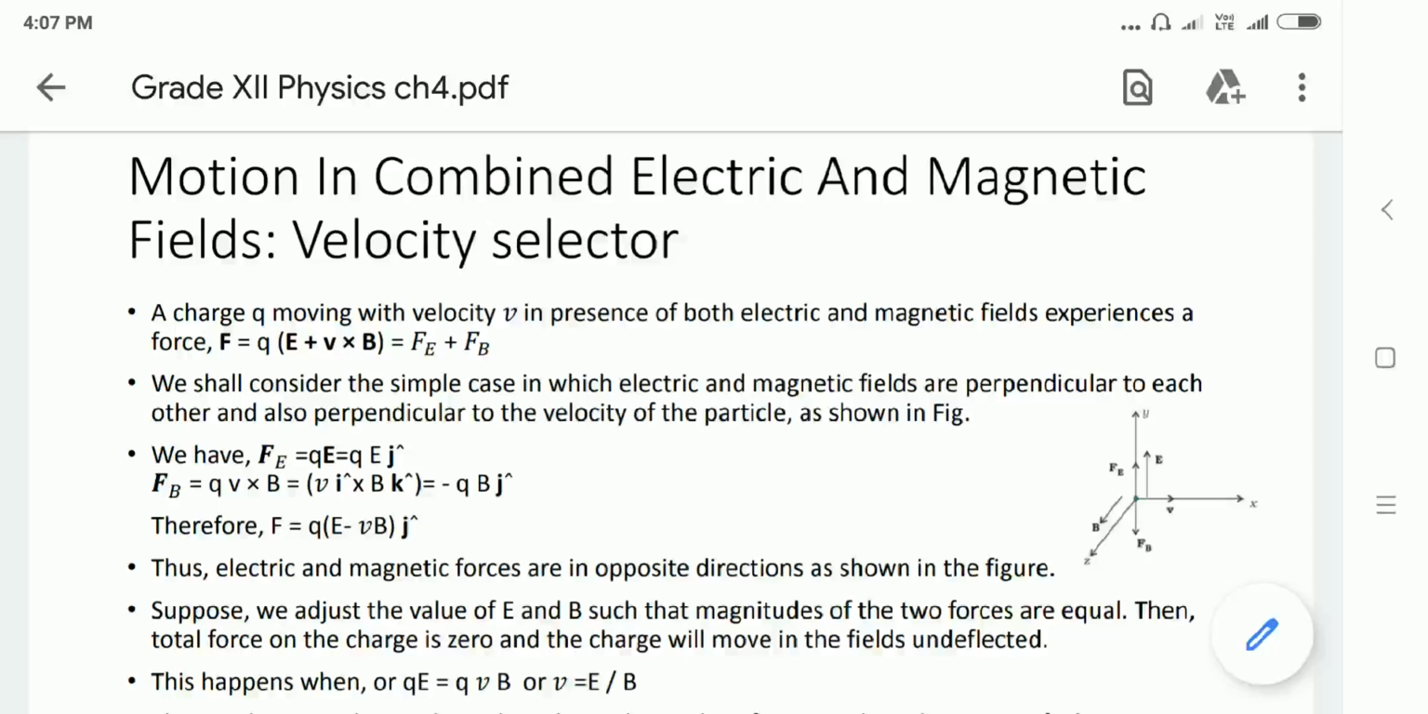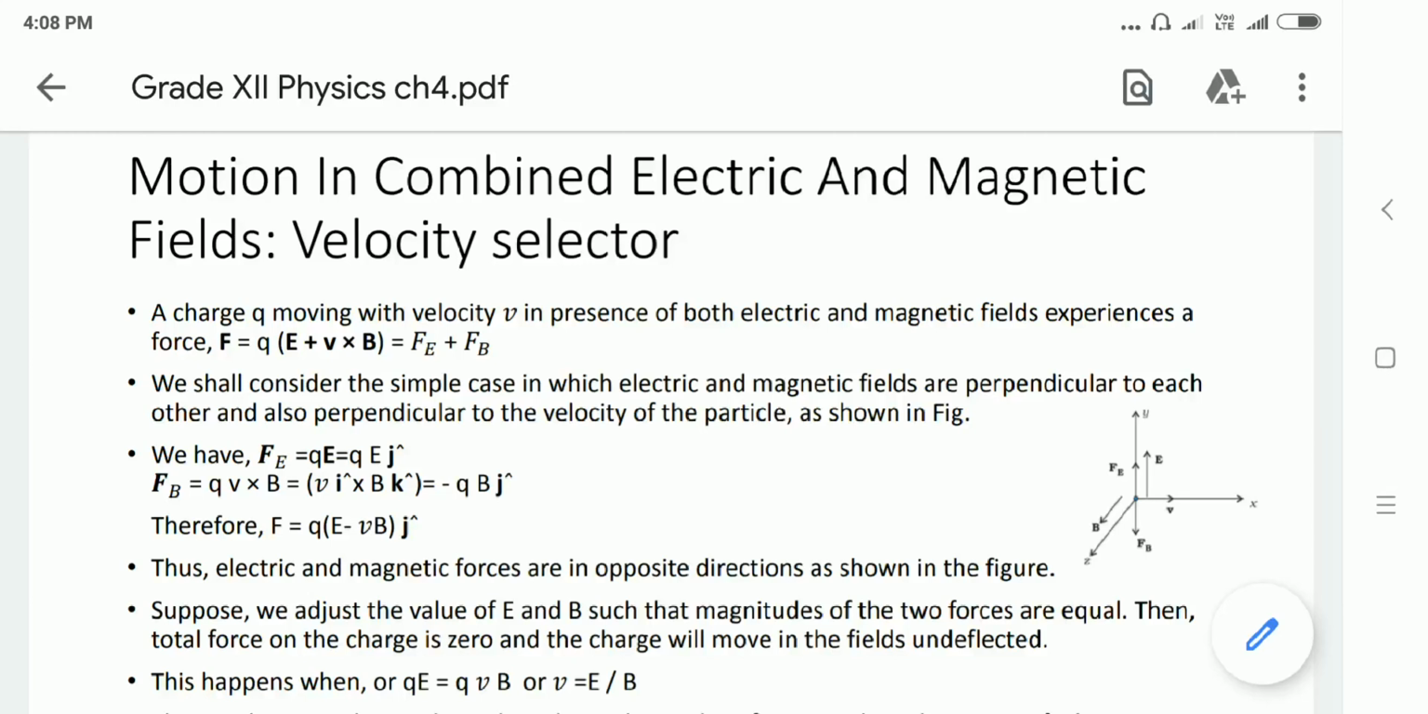So while both the fields are present over the charge, while the charge is moving with the velocity v, the total force F equals Q into (E plus V cross B), where Q into E gives the electric field force and Q into V cross B gives the magnetic field force. So we can say that both the forces are combined and present over the single charge.